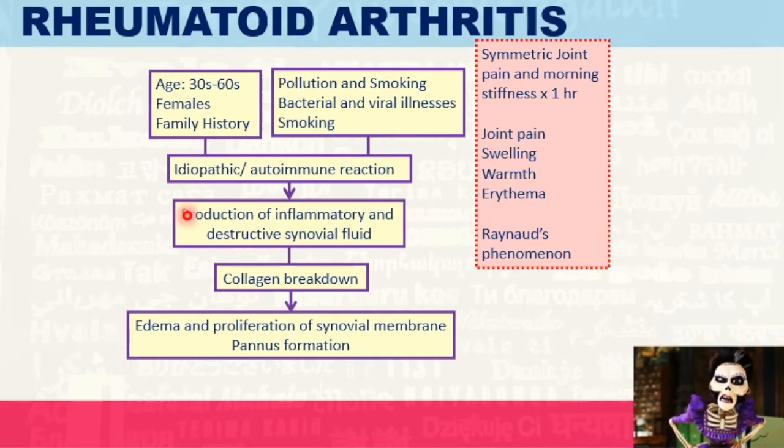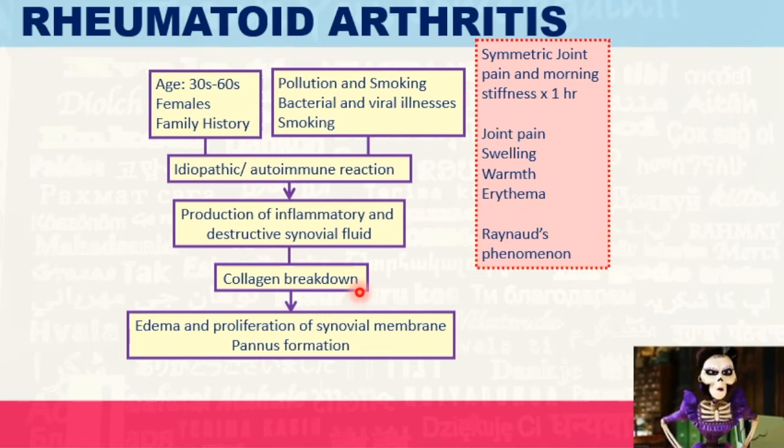So again, it is idiopathic, with no known cause. Autoimmune, meaning our own body cells are attacking our own cells. In this case, the cells surrounding our joints. So what happens? There is production of inflammatory and destructive synovial fluid. This destructive synovial fluid results in collagen breakdown, later on resulting in edema and proliferation of the synovial membrane. And then we'll have one problem, which is pannus formation.